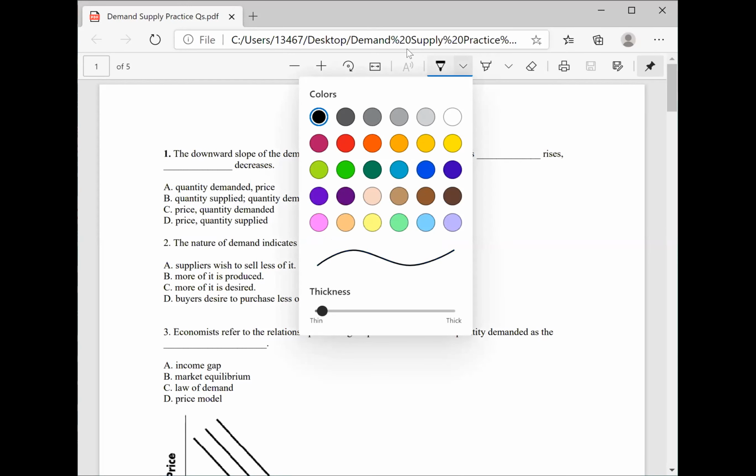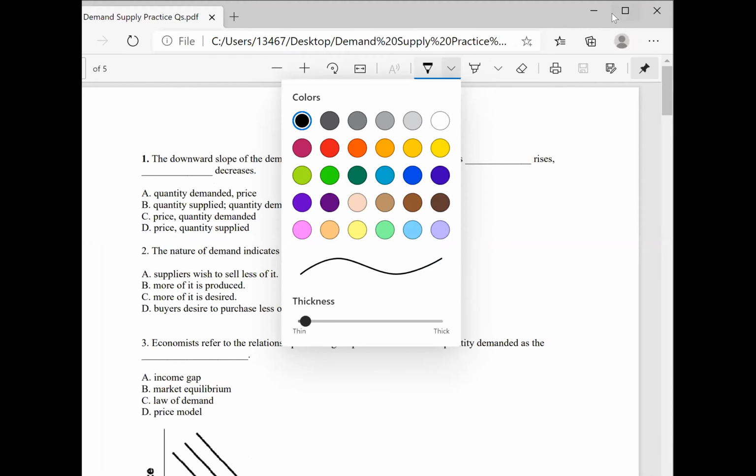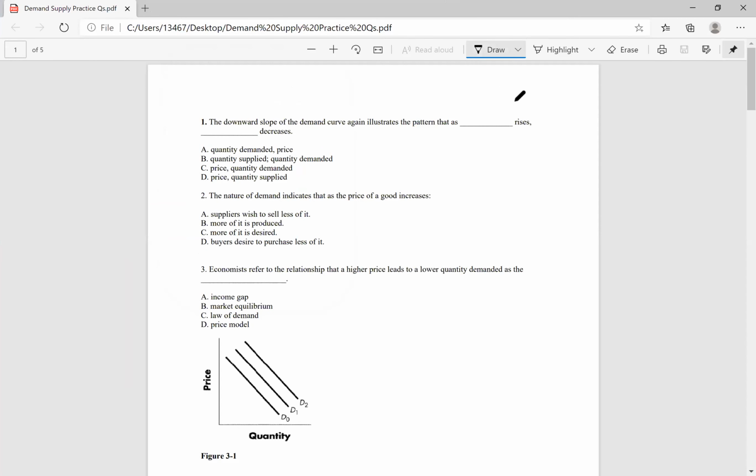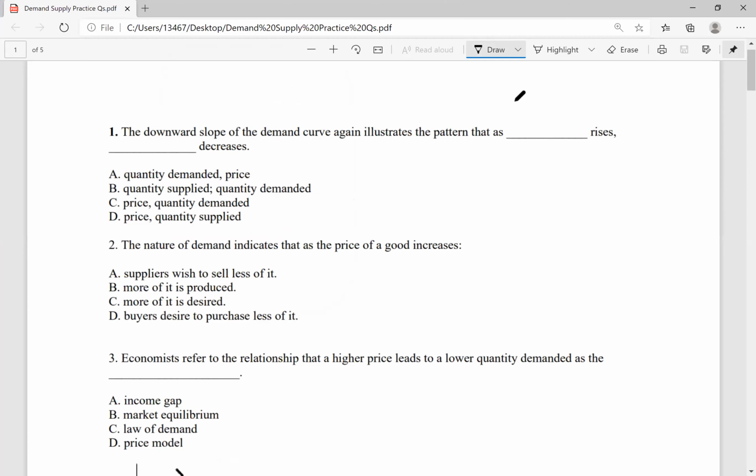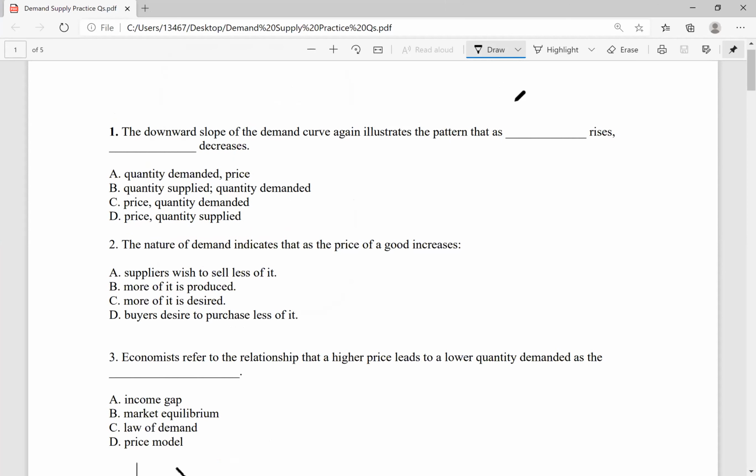Let me just do this problem here. I'm going to talk and explain to you all these problems. The first one, the downward slope of the demand curve illustrates the pattern that as what? It's going to be this one. When price increases, quantity demanded decreases. This is the answer to question number 1.